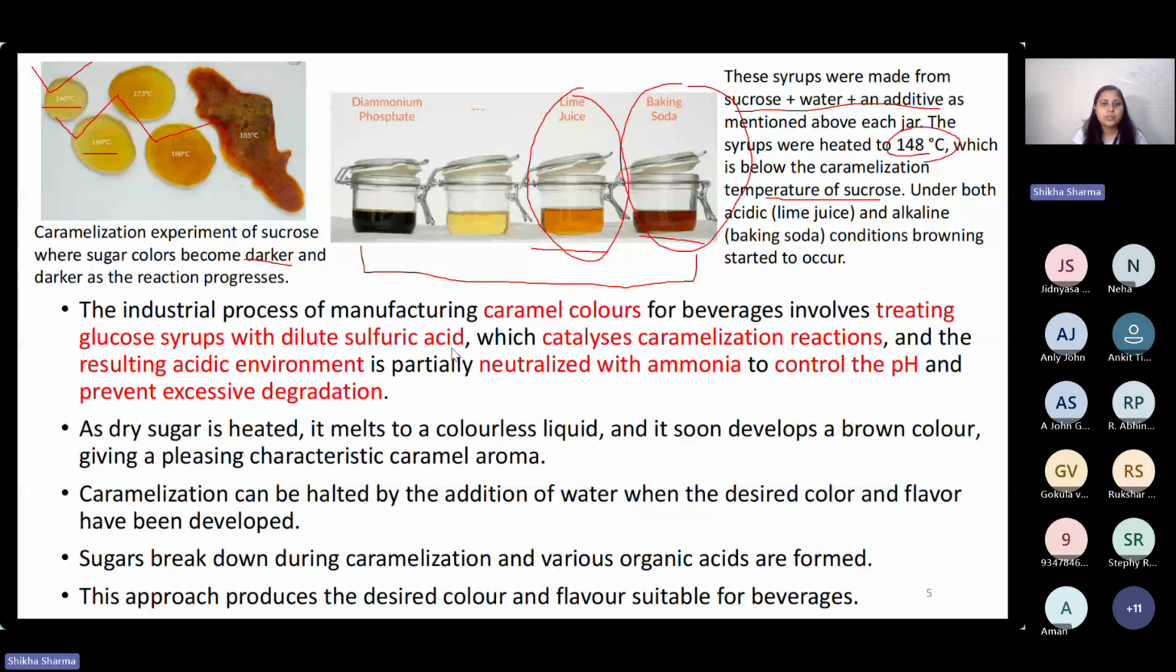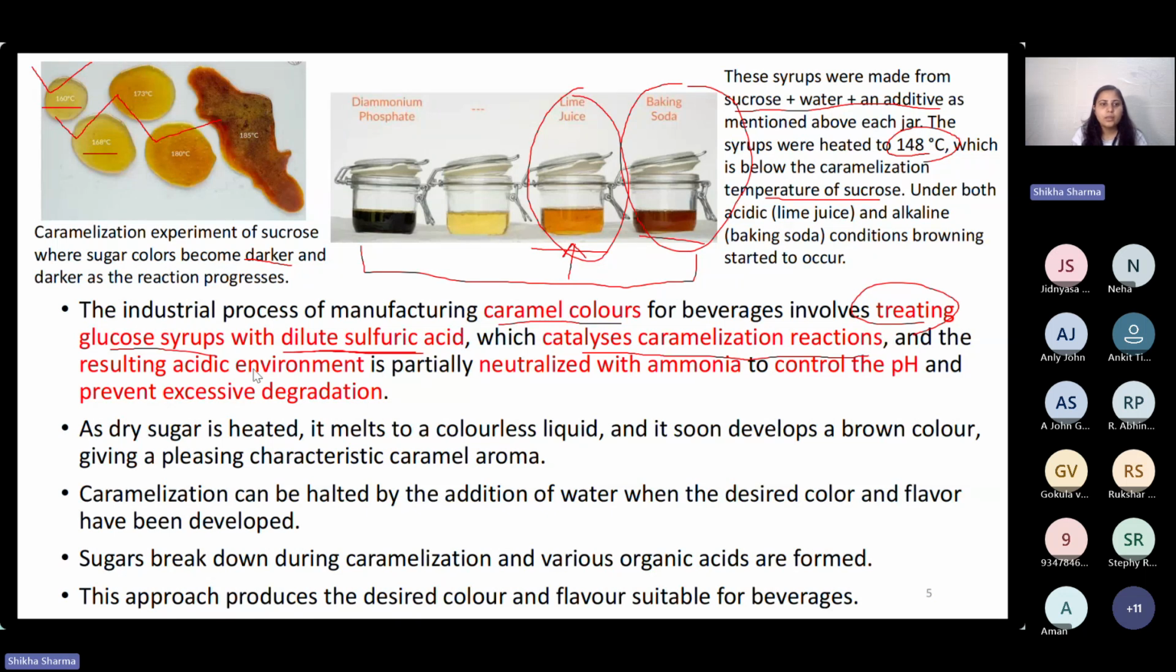So the industrial process of manufacturing caramel color for the beverages basically includes that we treat the glucose syrups with dilute sulfuric acid, and it will be catalyzed, and the caramelization reaction takes place. The color depends on which condition we are putting, like if we are putting the acidic condition or the basic condition.